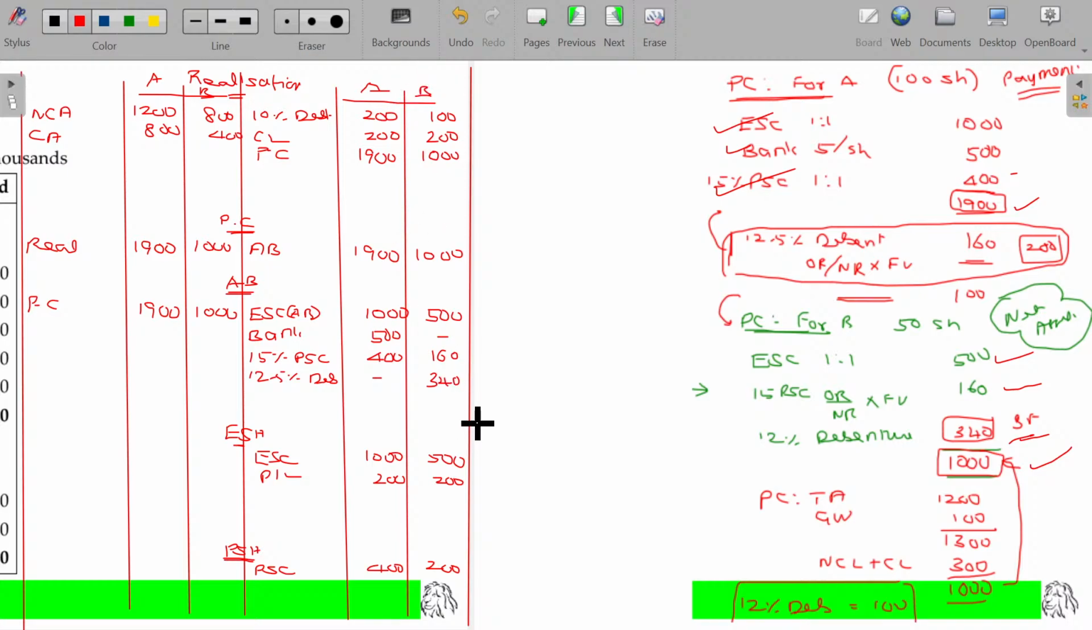This 340 being the part of purchase consideration because it is payable to the equity shareholders. Anything payable to the equity shareholders or preference shareholders is considered as a part of purchase consideration. Even if you are paying equity shares to the debenture holders, it's only settlement of debt. Should be careful.